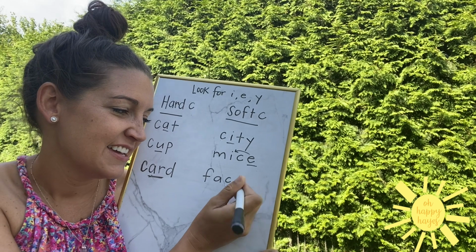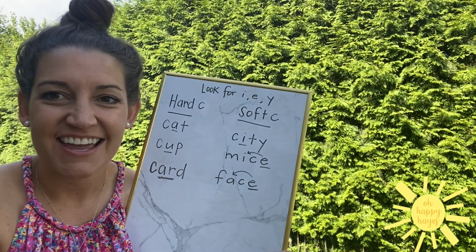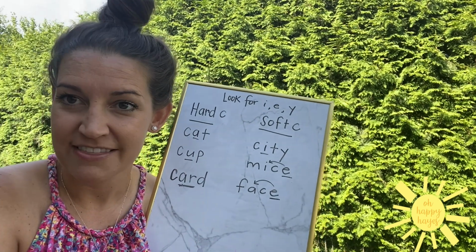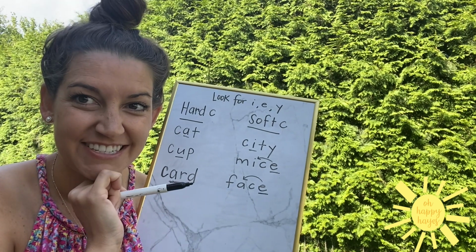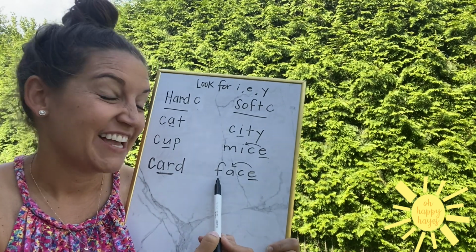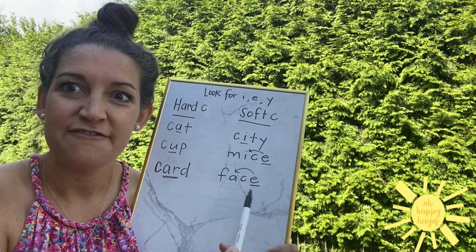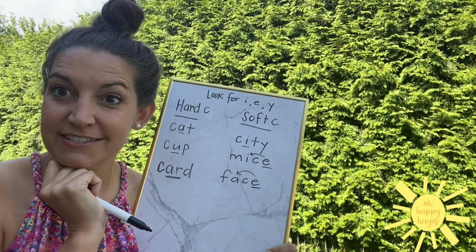After the C, we have a Bossy E. It'll jump over, tell the A to say its name, and it's going to tell the C not to make the K sound, but instead to make the S sound. It's a soft C. So sound it out. Get ready. Ace. Face. I love your face. That is the word face.